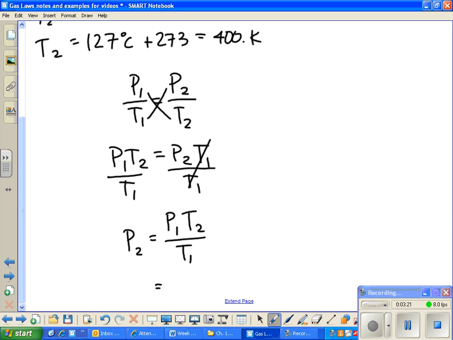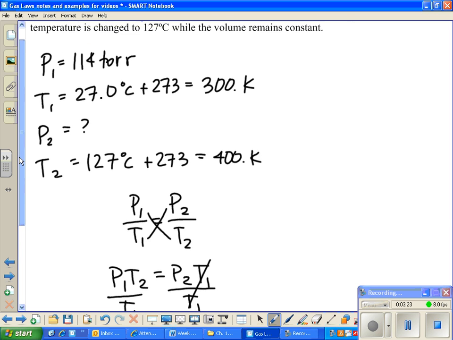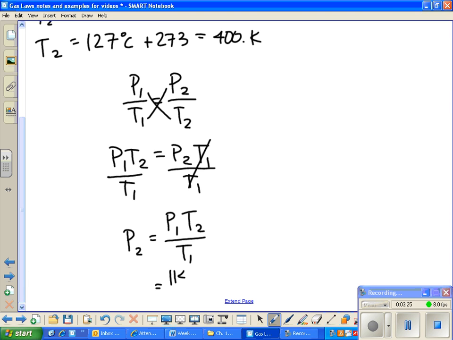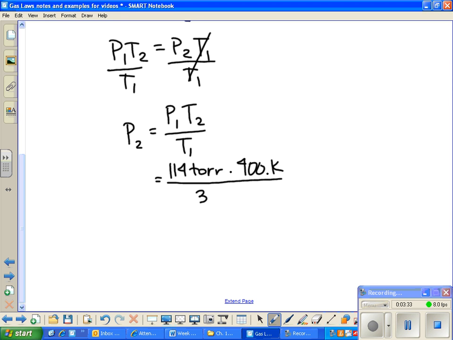Be careful plugging in your numbers. P1 is 114 torr times T2, which was 400 Kelvin, divided by T1, which was 300 Kelvin. They all have 3 sig digs, so your answer should as well. The answer works out to be 152. Kelvin divides out, so the units would be torr.